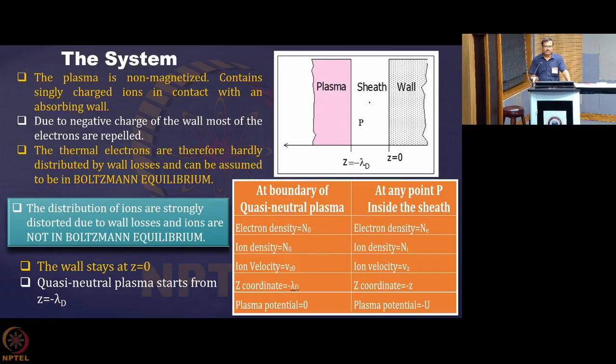Here any arbitrary point we are taking as P, and basically this is the region we are interested in. It is usually so thin that experimentally it is very difficult to do experiments, and we mostly go for modeling, and different assumptions result in different kinds of pictures. Mostly they agree with each other except for some finer details. So these are the parameters that we are interested in: the electron density distribution, ion density distribution, ion velocity, and then z and the plasma potential.